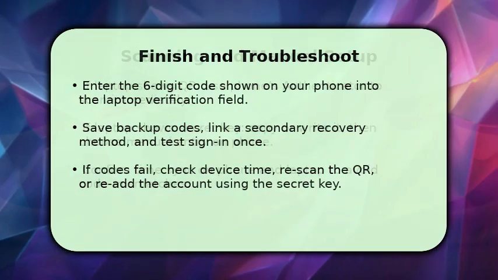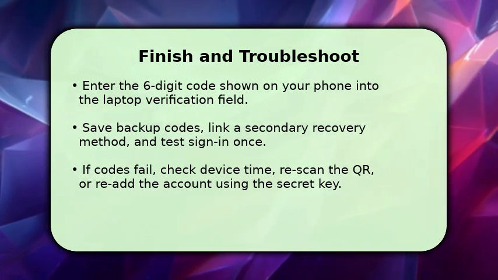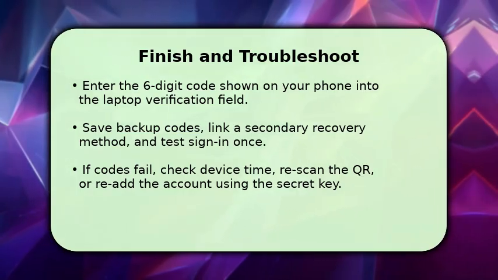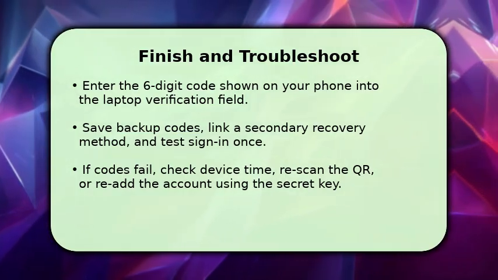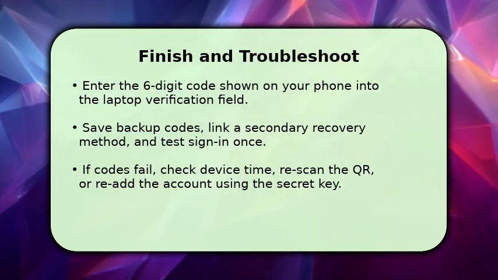To finish, type the 6-digit code from Google Authenticator into the laptop's verification box and submit. That verifies the shared secret and activates two-step verification. Once confirmed, download or store backup codes and add a secondary recovery method so you're not locked out.